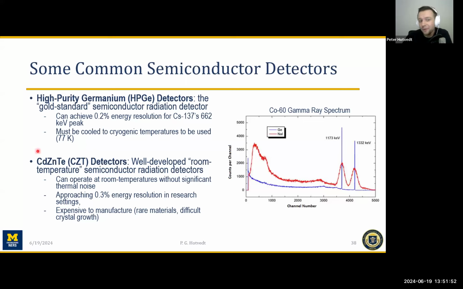Just a thought. What I work with, finally, is cadmium zinc telluride, or CZT, radiation detectors. These are well developed room temperature semiconductor radiation detectors. They have a band gap of approximately 1.6 electron volts, meaning that they can be operated at room temperature, and they are approaching that 0.2% energy resolution limit. Right now it's approaching 0.3% in research settings, but typical commercial CZT detectors regularly get like 0.5, 0.6, 0.7% energy resolution for that 662 keV peak. So that is a great alternative in this case.